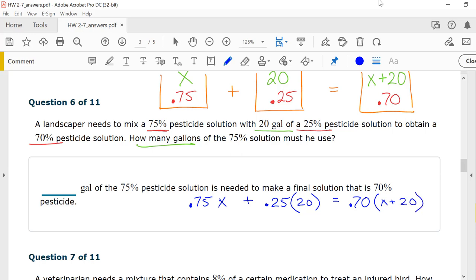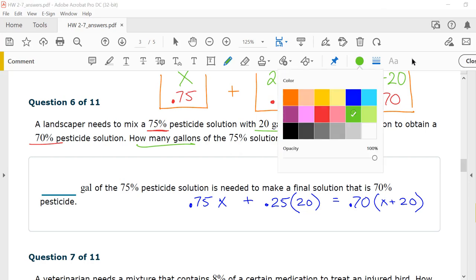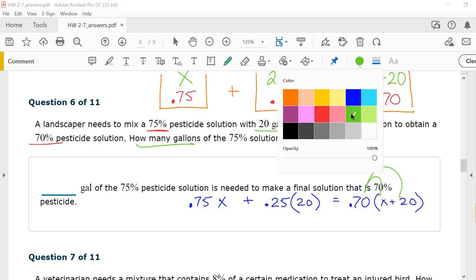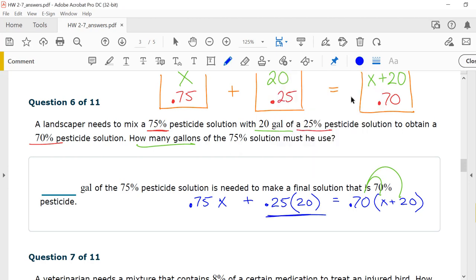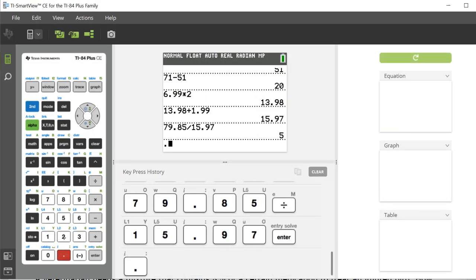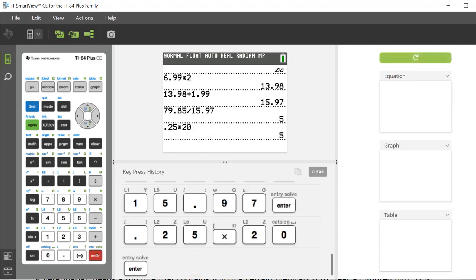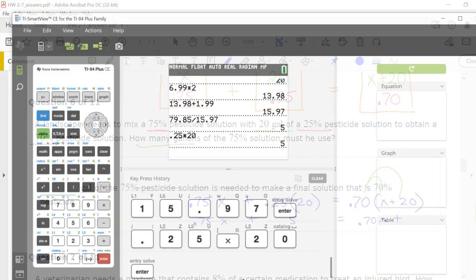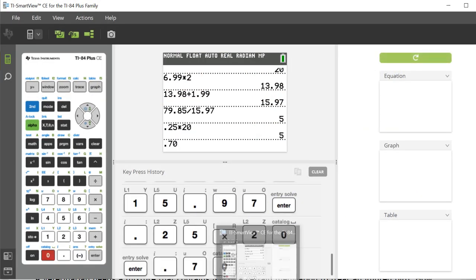So percent times gallons plus percent times gallons equals percent times gallons. If I distribute this 0.75 and do the multiplication here, I'll have 0.75x plus 0.25 times 20 is 5. That will equal 0.70x plus 0.70 times 20.